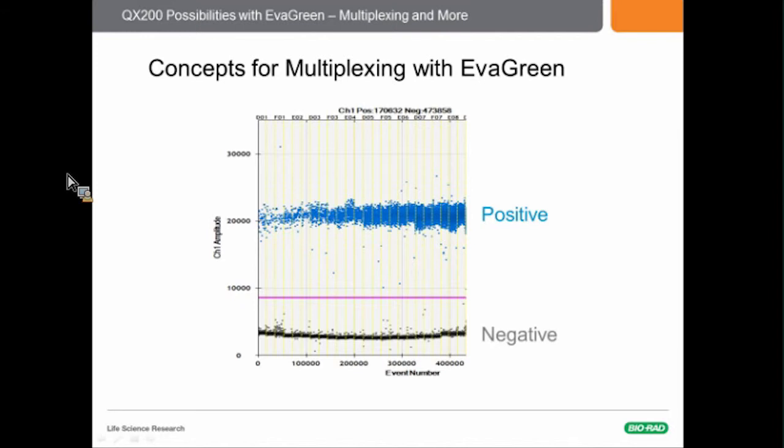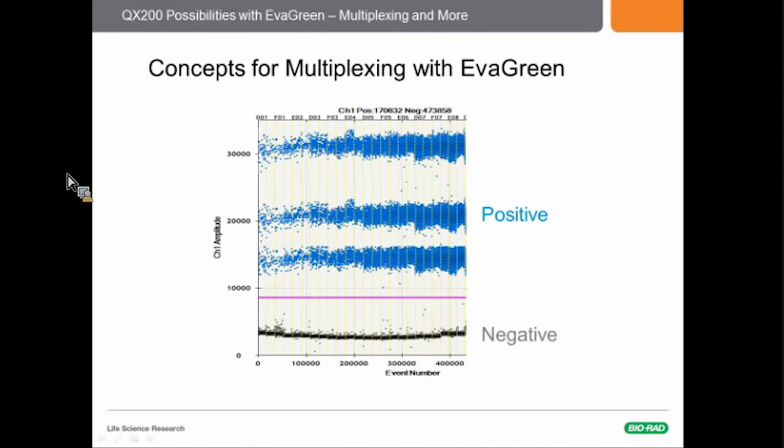The purpose of this threshold is to delineate that droplets above this amplitude are positive for amplification, but droplets below this line are basically negative for amplification. This basic concept is very important in understanding how we can use this information to do multiplexing. Now, in this graph, you see just one positive population. But what if we had two or three or even more amplicons? Maybe one population of positives is much higher and another a little lower in amplitude, as shown here.